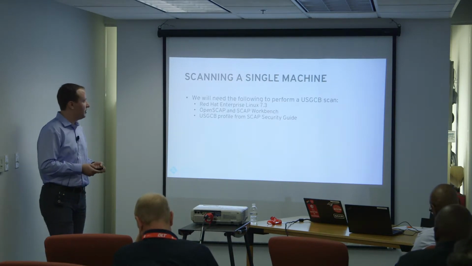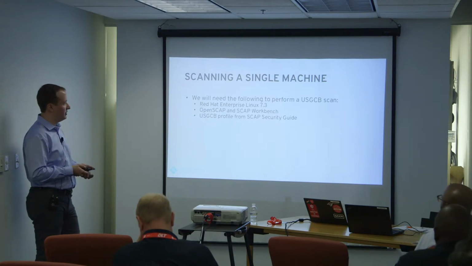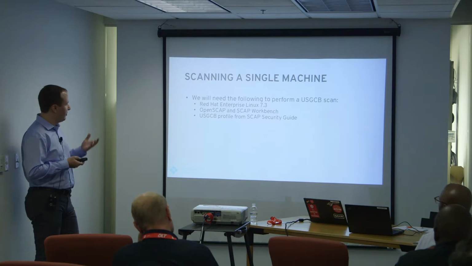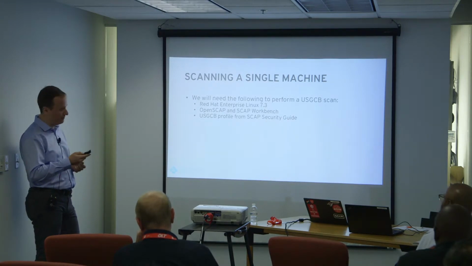So let's recap what we're going to use to scan a RHEL 7.3 machine. We're going to do a USGCB scan. So we're obviously going to use the machine. We're going to use OpenSCAP and OpenSCAP Workbench, and we're going to use the USGCB profile from OpenSCAP Security Guide.